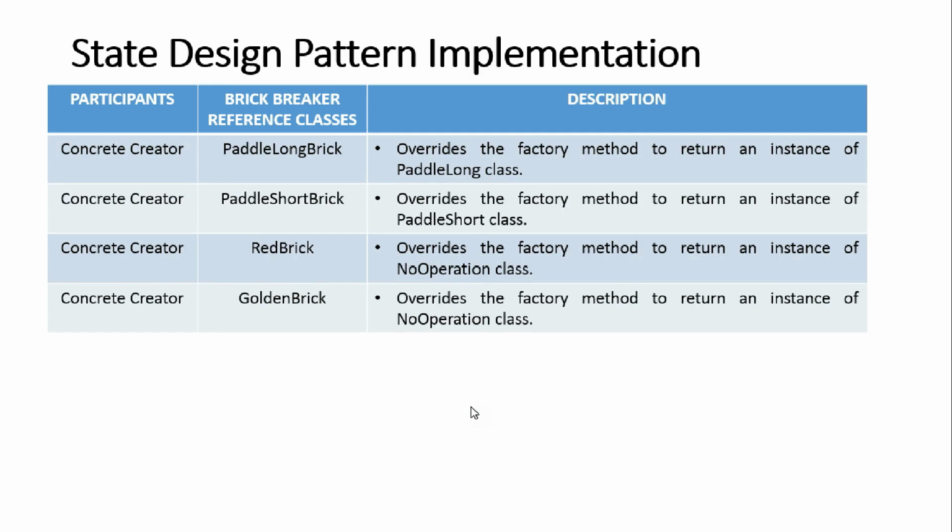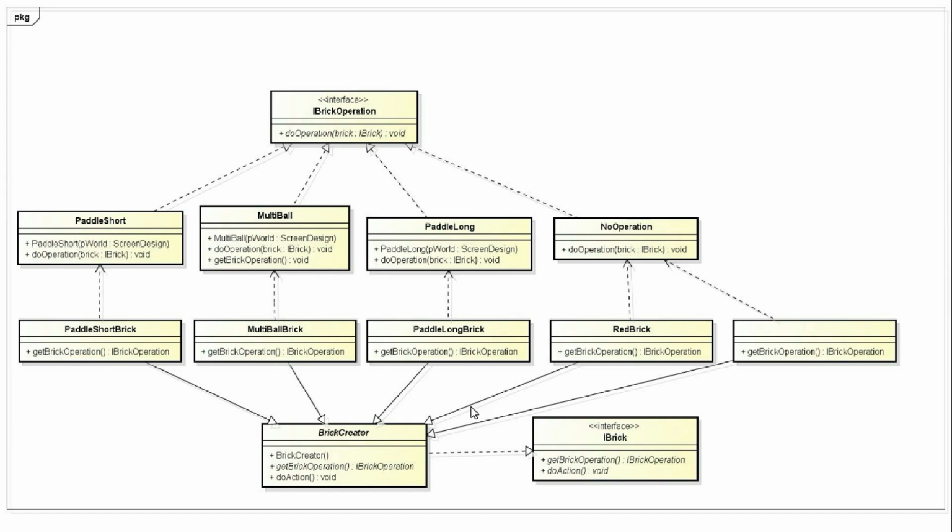Then we have red brick and golden brick, which override the factory method to return an instance of no operation class, so that when the ball collides with such a brick, it just disappears from the world. This is my class diagram. Here we have the product and concrete products, then we have the creator and concrete creators. Let's see the demo.